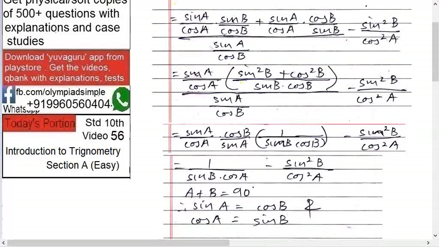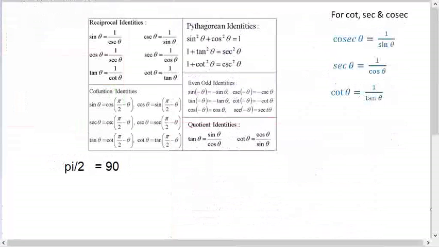How did this come? See this, cos b gets cancelled, sin a gets cancelled. So what remains? Sin b cos a minus sin square b upon cos square a. Okay, but what is given? A plus b equals 90. Therefore now we come to the next identities.